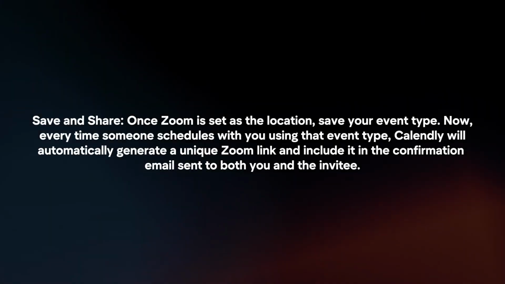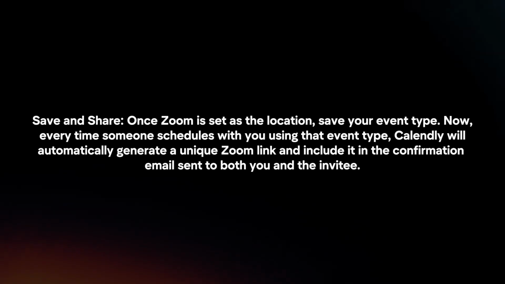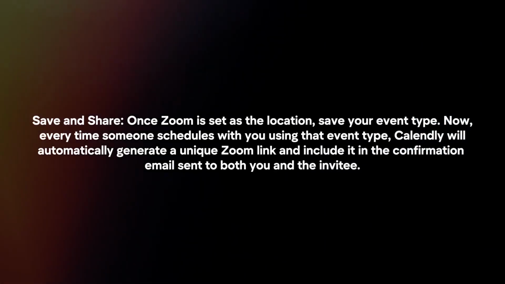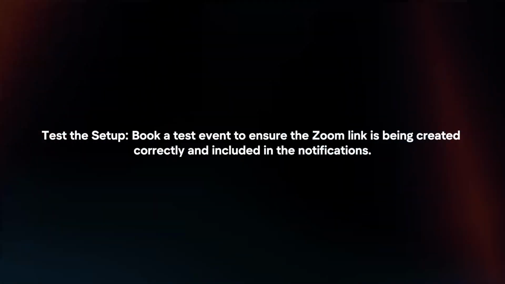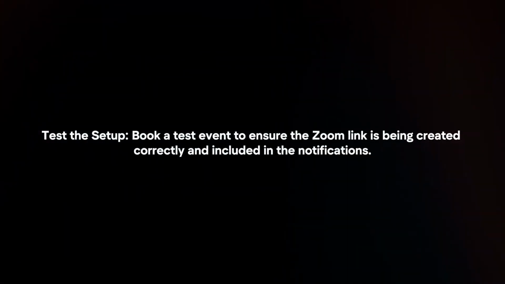Now, every time someone schedules with you using that event type, Calendly will automatically generate a unique Zoom link and include it in the confirmation email sent to both you and the invitee. Test the setup. Book a test event to ensure the Zoom link is being created correctly and included in the notifications.